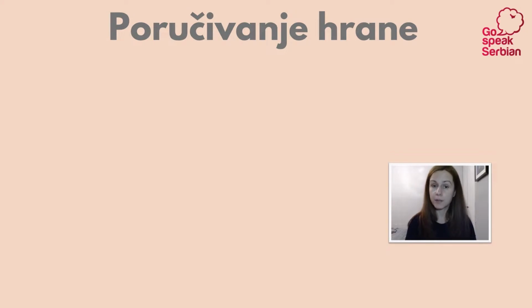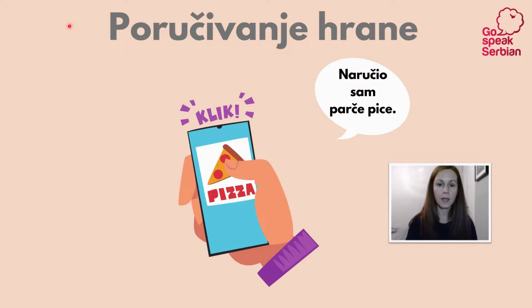Još jedan primer, one more example of when we use these expressions of quantity when it comes to food and drinks is when we order food. So we can say poručivanje hrane, ordering food. An example for this would be naručio sam parče pice. I ordered a slice of pizza. Pizza is a feminine noun. It ends in a in nominative, but in genitive it ends in e. So parče pice, a slice of pizza.